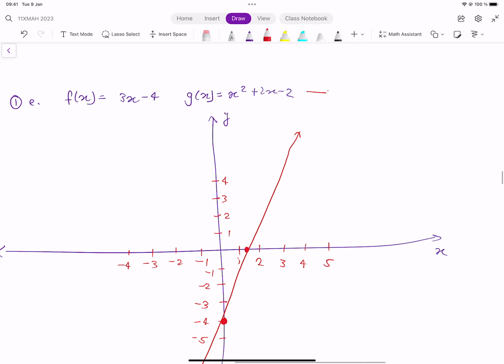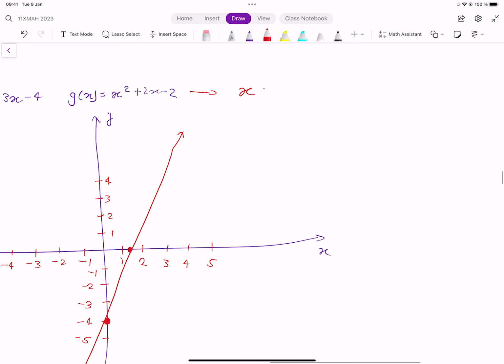And then x squared plus 2x minus 2. Well, let's factorize him. Oh, I don't think you can factorize that. Okay, let's use the quadratic formula then. So x is equal to minus 2 plus or minus the square root of b squared minus 4ac. So 2 squared minus 4 times minus 2 is 12. So root 12 over 2. So minus 2 plus root 12 over 2 is 0.73. And then minus 2 minus root 12 over 2 is minus 2.73.